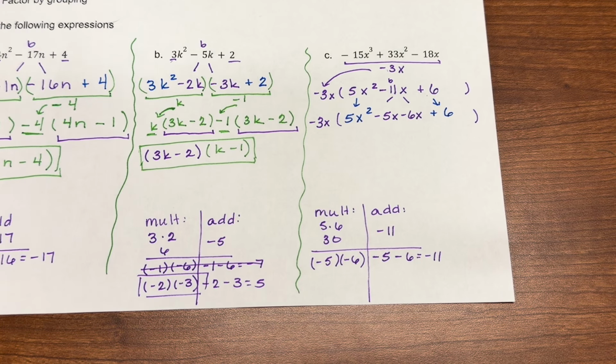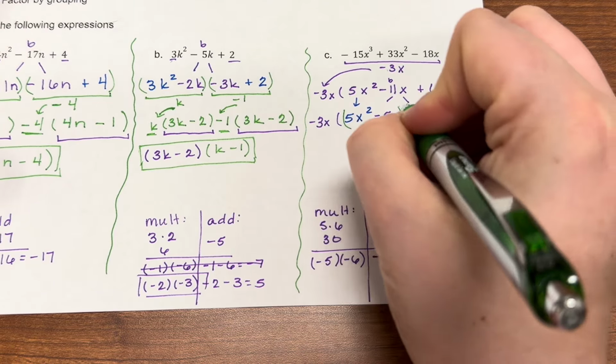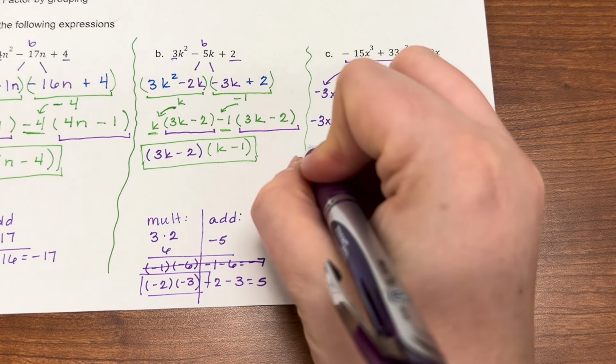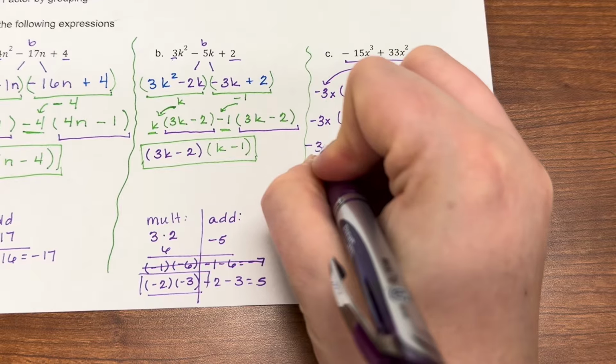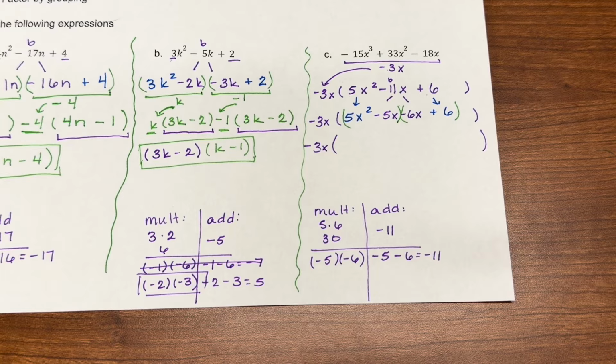And now we can group. So we're going to group those first two together. Going to group those second two together. And look for our GCFs. Now remember, we have the GCF on the outside that's multiplying this whole thing. So we're going to keep it on the outside with that whole thing, at least for now.